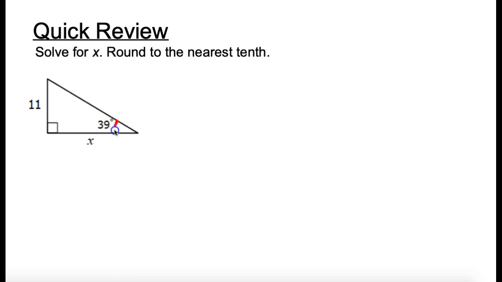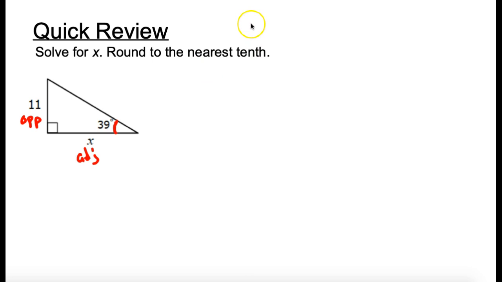So with respect to this angle, this 11 would be the opposite side because it's not touching this angle. It's not one of the sides that makes up that angle. So this would be the opposite side. This x would be the adjacent side. Okay? The side with nothing would be the hypotenuse because it's on the opposite side from the right angle.